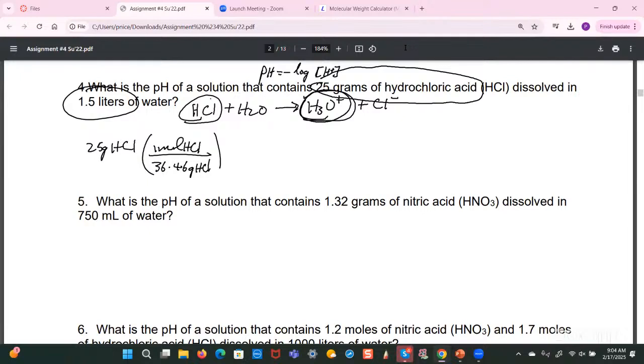So what's the next step? Convert it to what? Molarity. How would you do that? How would you go from moles, whoops, I'm sorry. I clicked on the wrong button.